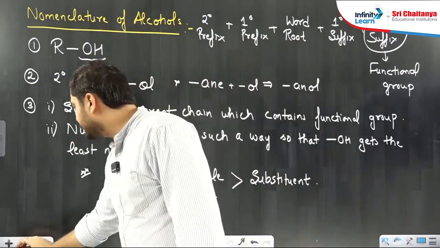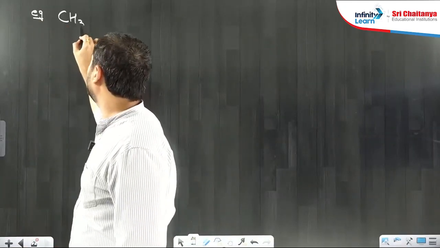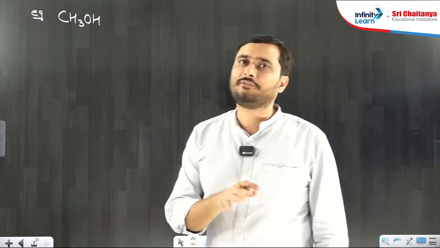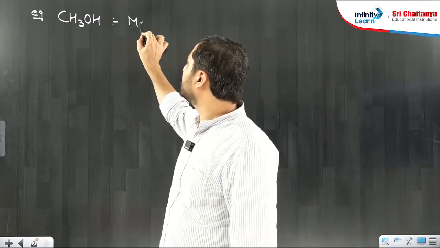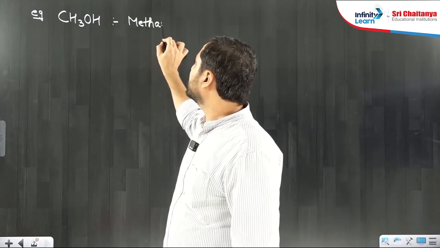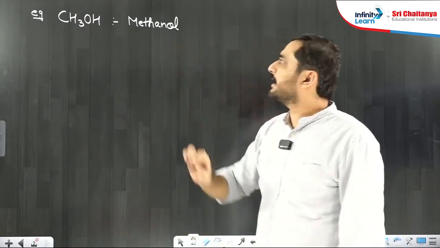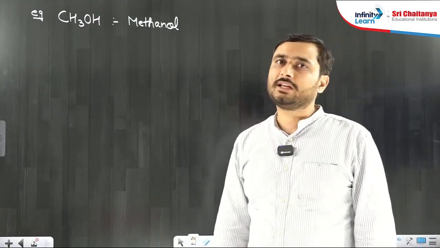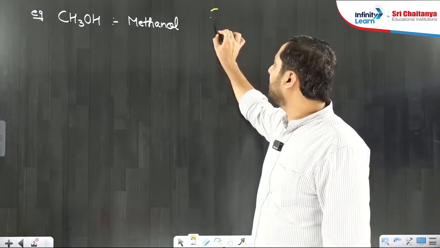So if we write the first example, a very simple example, CH3OH. Okay. Now there is no substituent present, only one carbon atom is present, so there is no prefix included. We have to start writing from the word root. For one carbon atom, what is the word root? Meth. Now whenever there is only one carbon atom, it is only "an". So next is the secondary suffix. What is the secondary suffix? Ol. So what is the name of CH3OH? It is methanol.